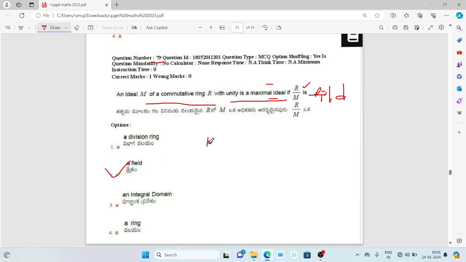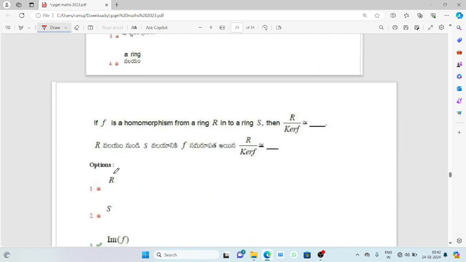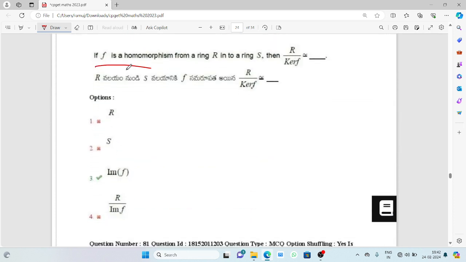Another important statement is that R by I is a prime ideal if and only if I is an integral domain. This is also very important. Just remember these two are direct statements, and if you remember them, you can directly get the 79th option.